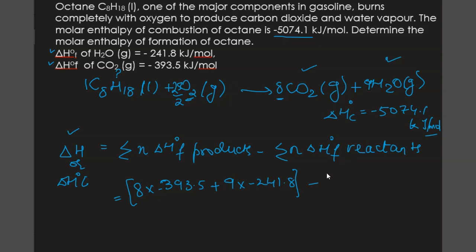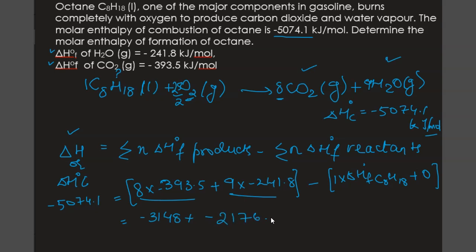Reactant, we don't know for octane. So 1 times the enthalpy of octane, that is C8H18, plus oxygen is 0. This side we know is negative 5074.1. So when we put this on the calculator, we get negative 3148. Put this on the calculator and we get negative 2176.2. And this is minus delta H naught F of octane. We're looking to solve this.